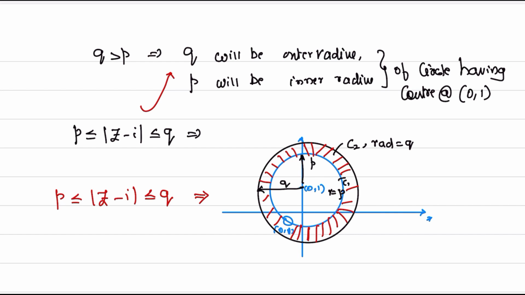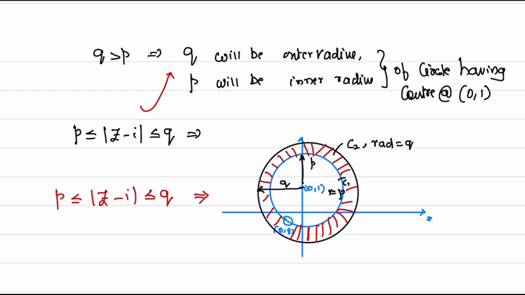Q is the radius of the outer circle, P is the radius of the inner circle. With this you might have understood the meaning of this particular inequality.